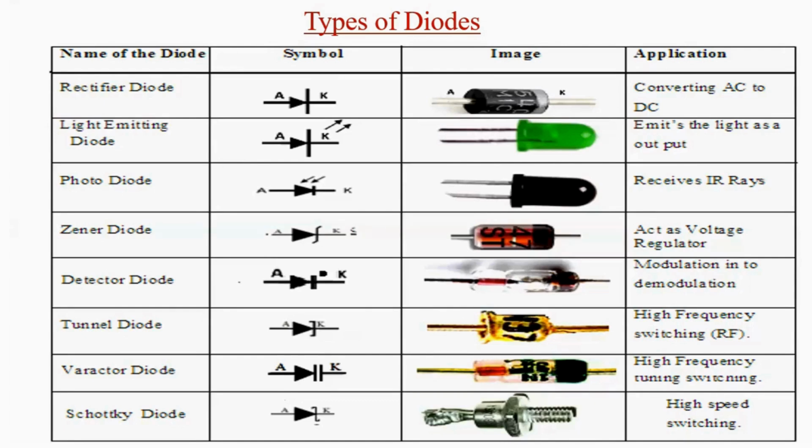Okay, you have tunnel diodes, high frequency diodes, varactor diodes. Again, this is a high frequency diode. Then you have Schottky diodes. For microwave oven or microwave signals, which are very high frequency signals, there we will use a Schottky diode. So these are the different types of diodes you have to remember, and you can just see this.